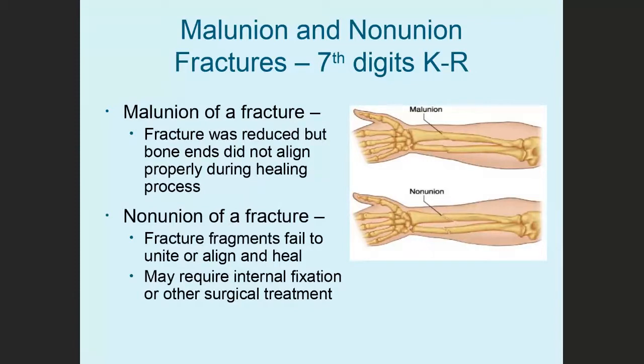Seventh digits K through R are used for subsequent care in cases of malunion or nonunion. Malunion is the fracture was treated, but the bone ends did not line up quite correctly during the healing process. You can see here that the bones are a little off. Nonunion is when the fracture pieces do not align at all.